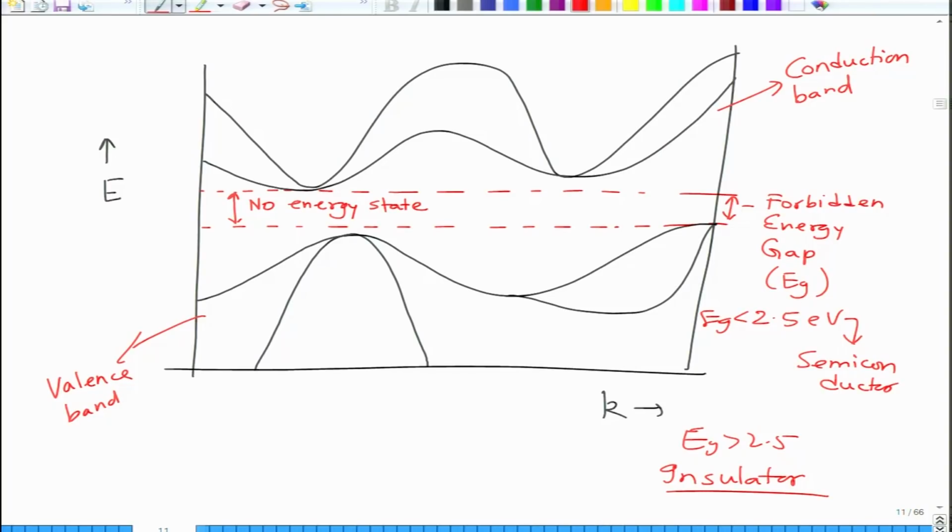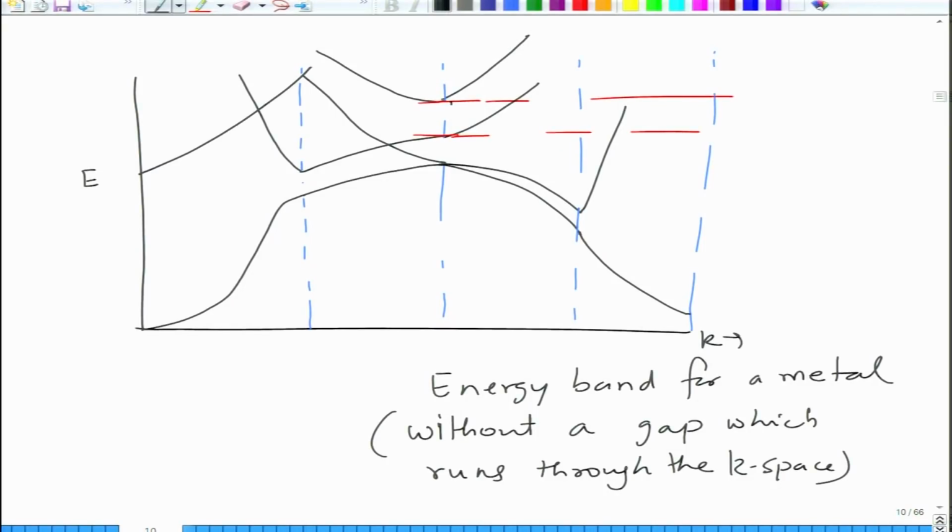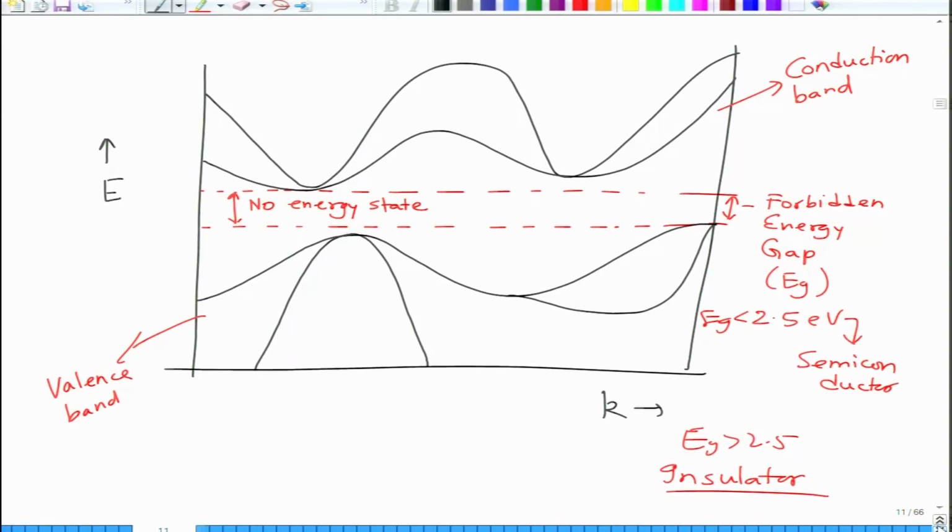So, based on this configuration of the E-K diagram, this is the distinction between a metal and a semiconductor. In a metal, the energy states are continuous all across the spectra. You can have a variety of energy states all across the spectra, and they crisscross in such a manner that you do not have a continuous gap across the K space, whereas in semiconductors you have a well defined gap in the K space between the maxima and minima.